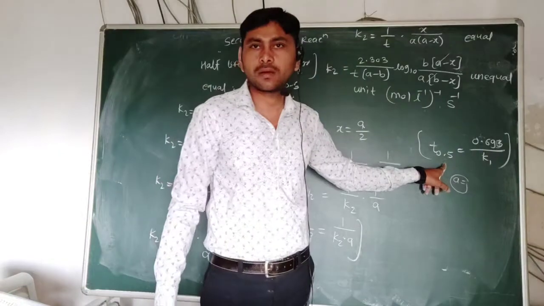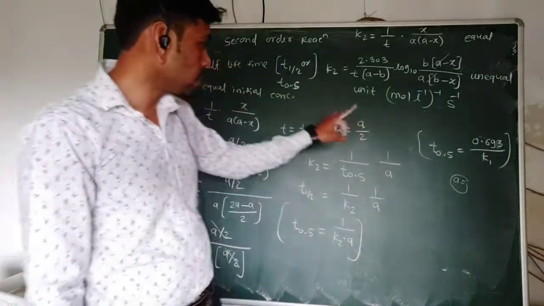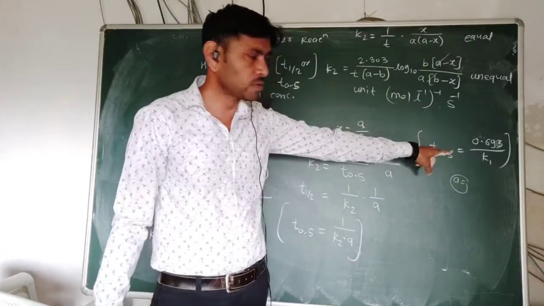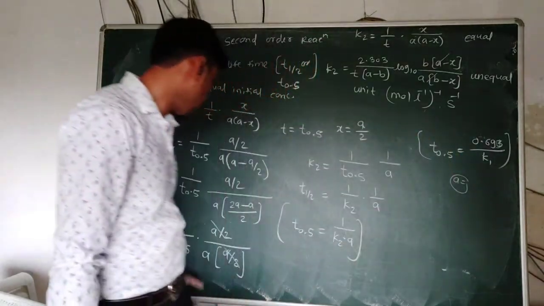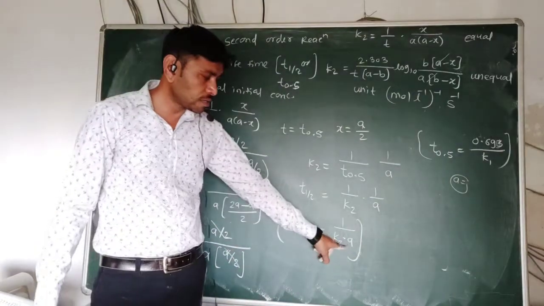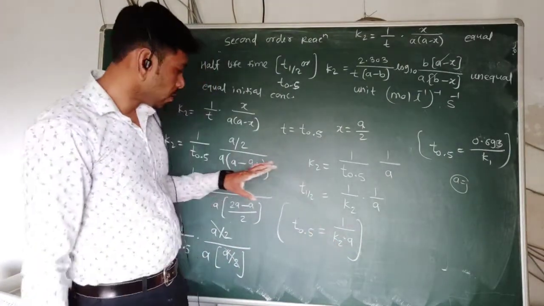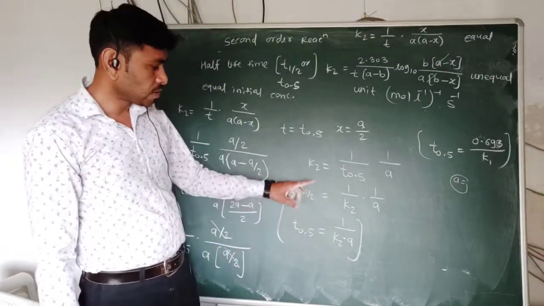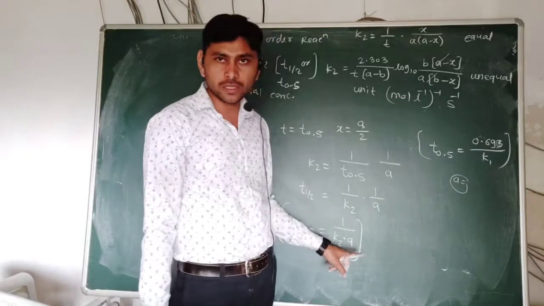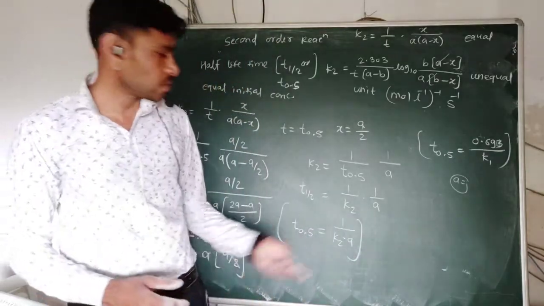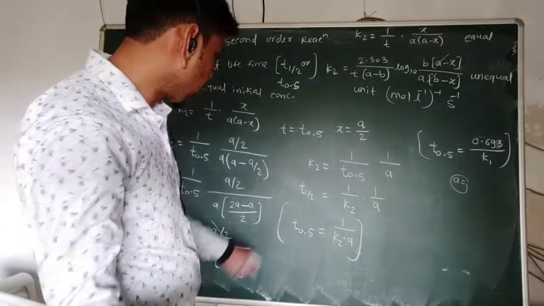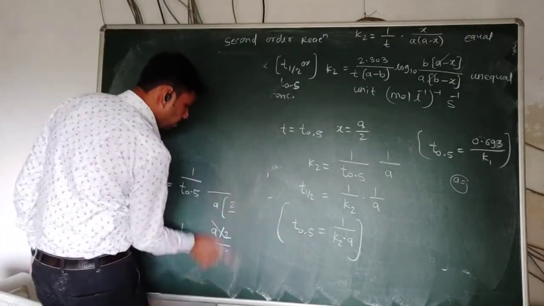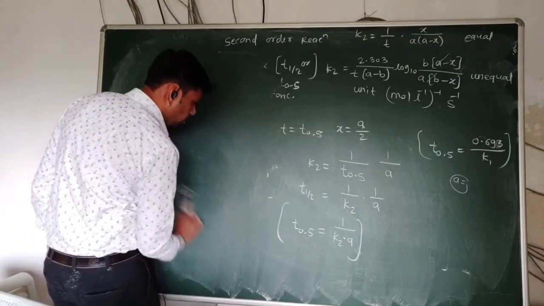So the time required to complete any fraction of a first order reaction is independent of initial concentration, because it doesn't contain the term a, but the second order reaction contains the term a. So the time required to complete any fraction of the second order reaction depends on initial concentration. When we change the initial concentration, there will be a change in the time required for completion of the second order reaction.